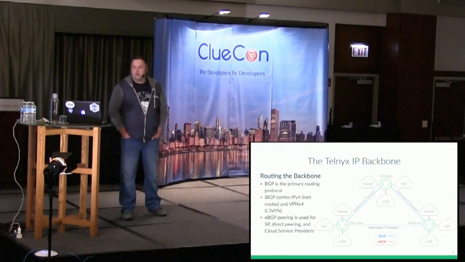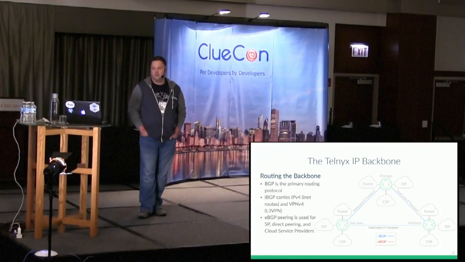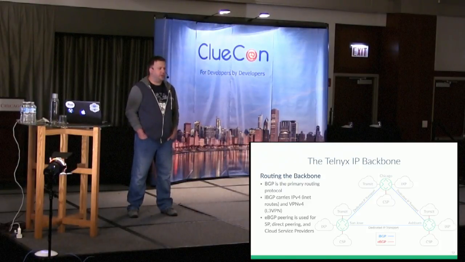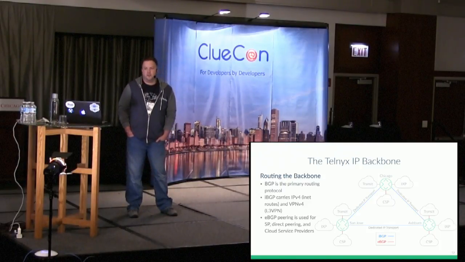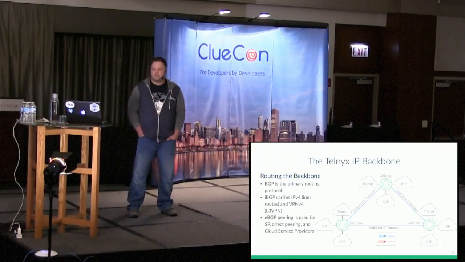So let's go into a little bit of routing the backbone. So again, BGP is our primary routing protocol. It's very heavily used in our environment. We're using this routing protocol to announce routes across the backbone, but also to connect to major ISPs, as it's a standard protocol for all internet traffic today.